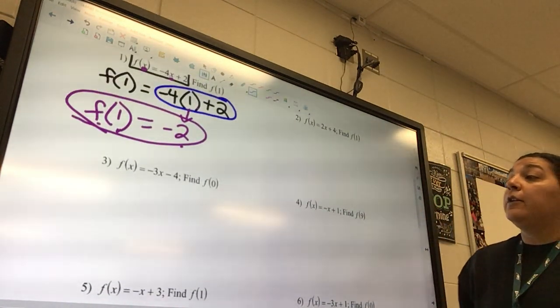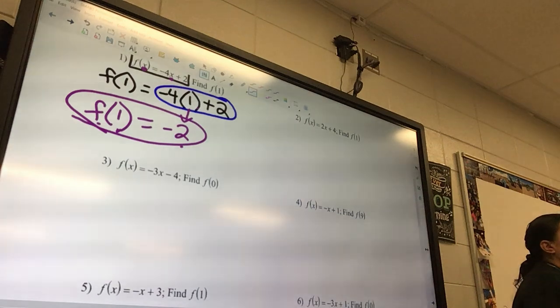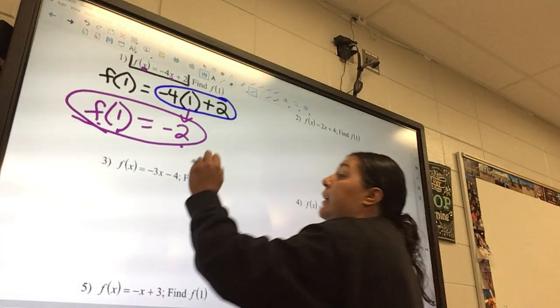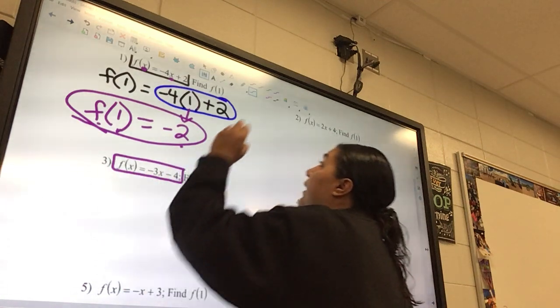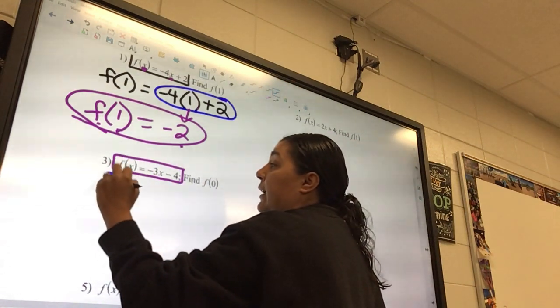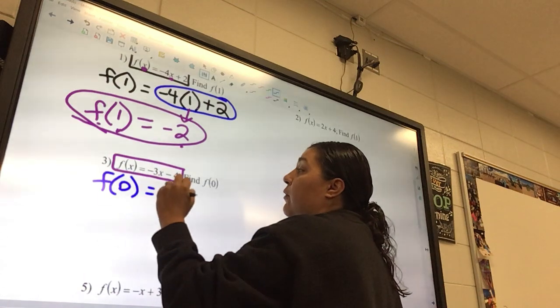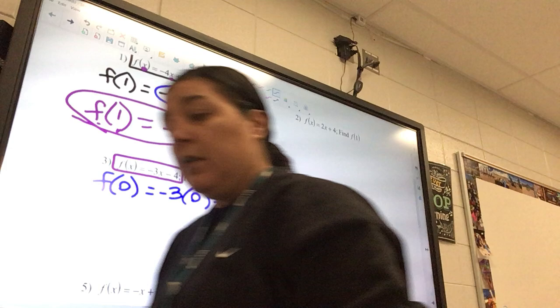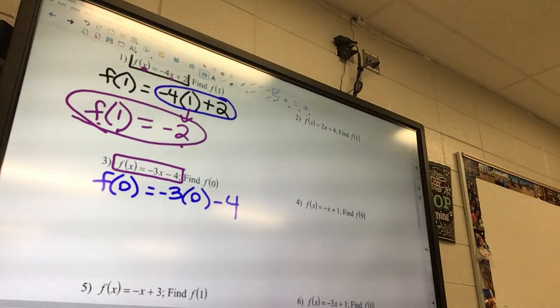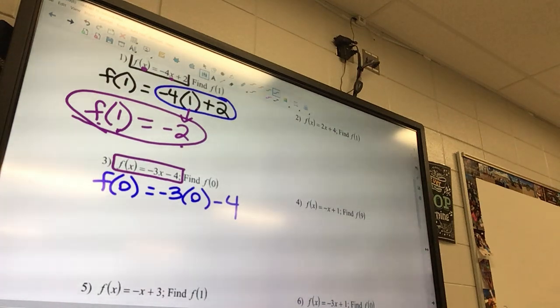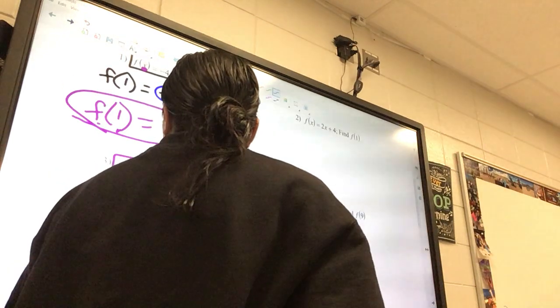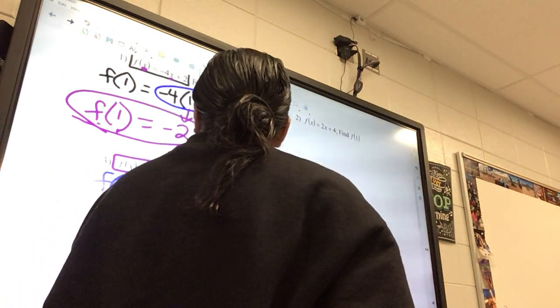Okay, let's look at number 3. What is it telling you to find? F of 0. Everywhere there's an x right here, we're going to plug in parentheses 0. So it's going to look like f of 0 equals -3 parentheses 0 minus 4. And so my answer is going to be f of 0 equals -4.